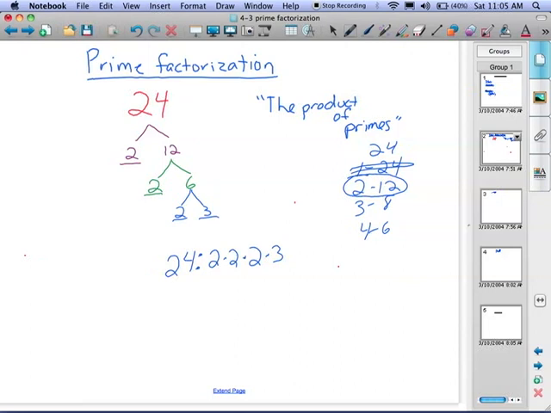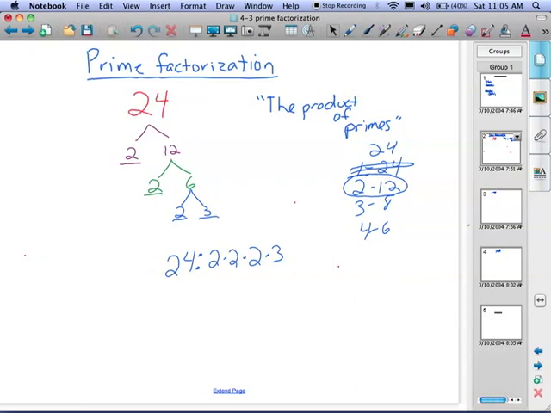You'll notice that 2 times 2 is 4, 4 times 2 is 8, 8 times 3 is 24. So we can write 24 as the product of prime numbers. It's a different way of writing out the list of factors for 24. We have the factors of 24 on the right, 1 and 24, 2 and 12, 3 and 8, and 4 and 6. We also have the prime factorization as 2 times 2 times 2 times 3.